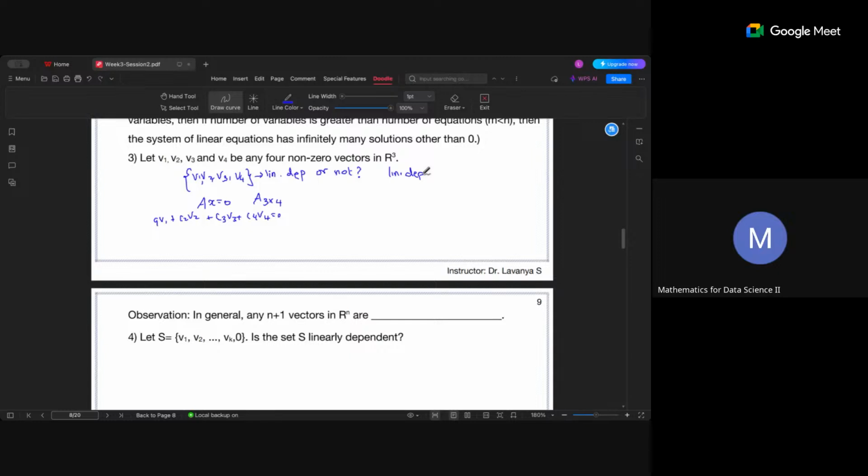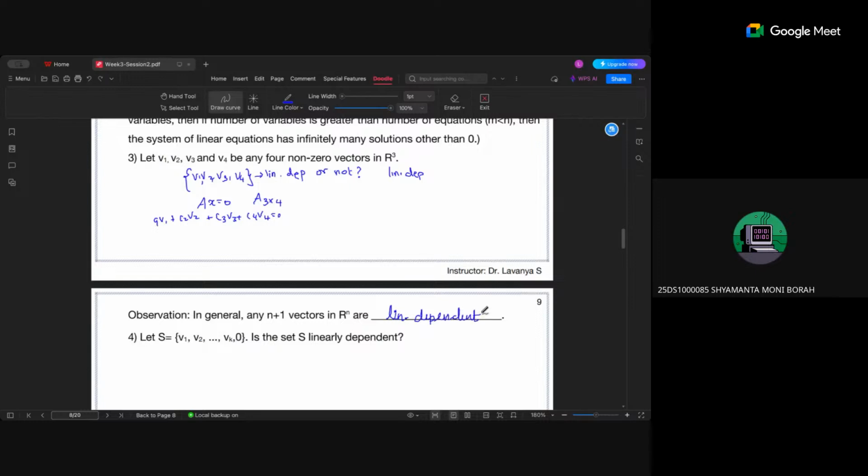So in general, if there are n plus 1 vectors in Rn, what is going to happen? You are going to get infinitely many solutions, so any n plus 1 vectors in Rn are linearly dependent.